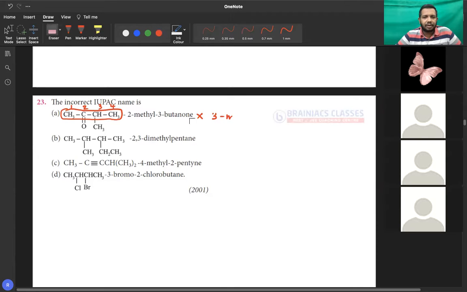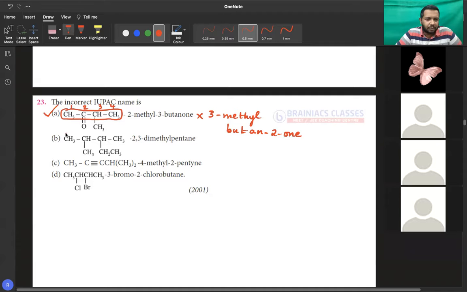So let me rub this one and write it up. I can write 3-methyl. Then the parent chain has 4 carbon atoms, linked through single bonds. Butan-2-one is the answer. So I think the incorrect one is option A itself. Now let's check the other options as well.